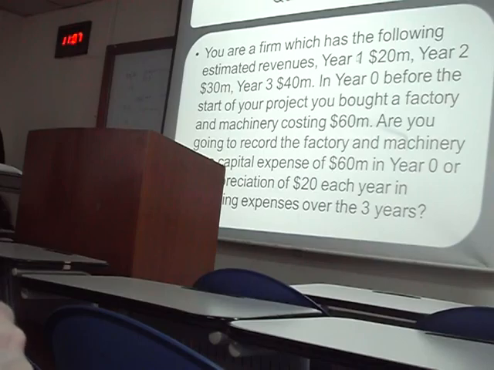So we said that because of the tax law, we can choose whether to include our expense in the operating expense or the capital expense. Okay? So let's look at this question. You are a firm which has the following revenues. Year 1, 20 million. Year 2, 30 million. Year 3, 40 million. Okay, in year zero, before the start of your project, you bought a factory and machinery costing 60 million. Are you going to record the factory and machinery as a capital expense of 60 million in year zero? Or would you prefer to record it as depreciation of 20 million each year in operating expenses? And why? So discuss with your partner.